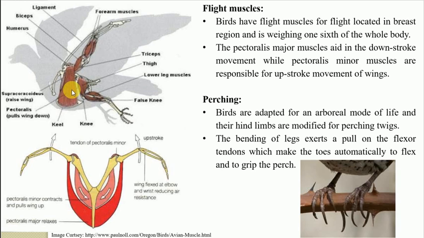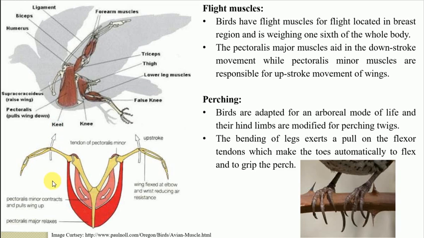The pectoralis major, so here you can see the pectoralis muscle, different kinds of the pectoralis muscle. The pectoralis muscle can be classified as pectoralis major and pectoralis minor. Of them, the pectoralis major muscles aid in the downstroke movement, while the pectoralis minor muscles are responsible for the upstroke movement of the wing.